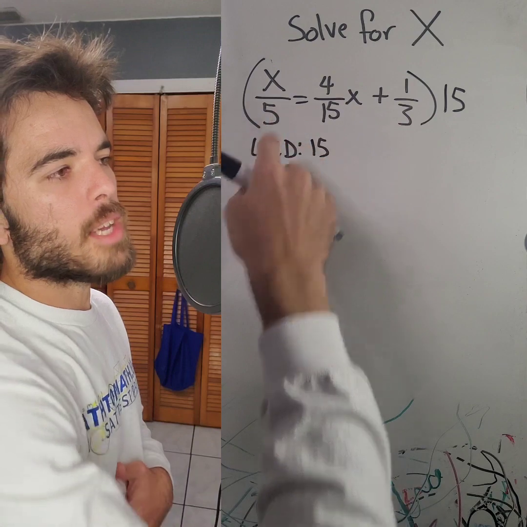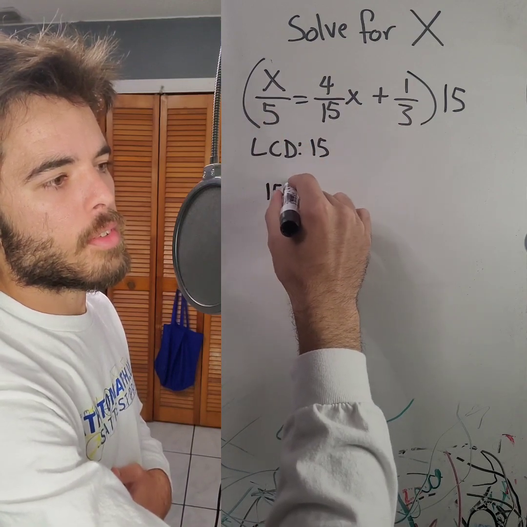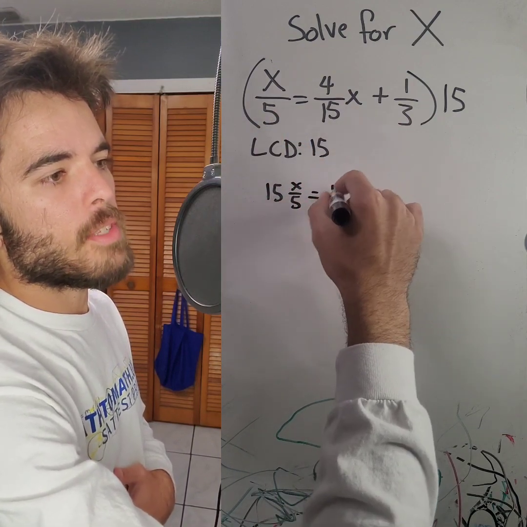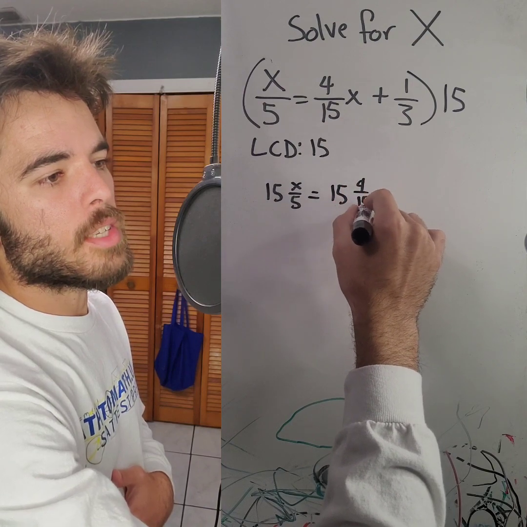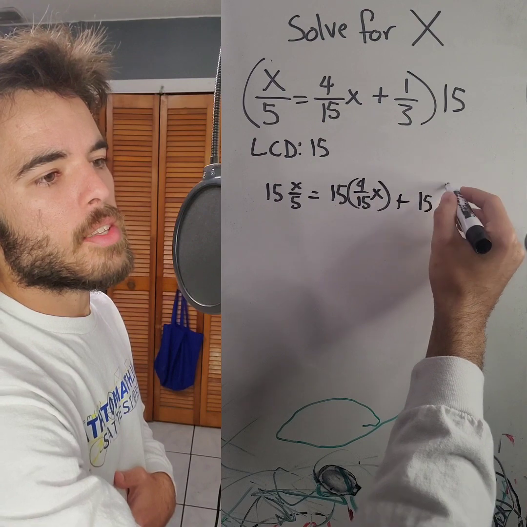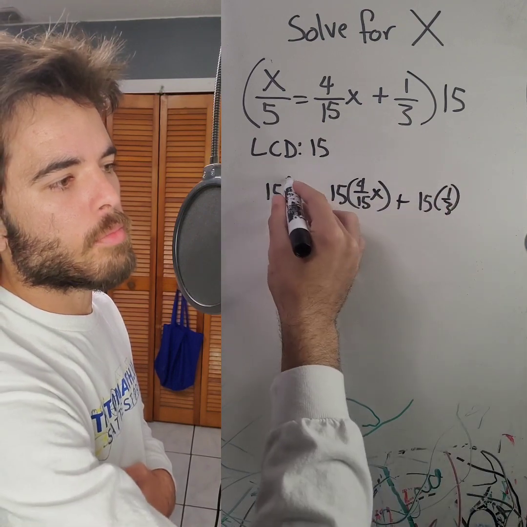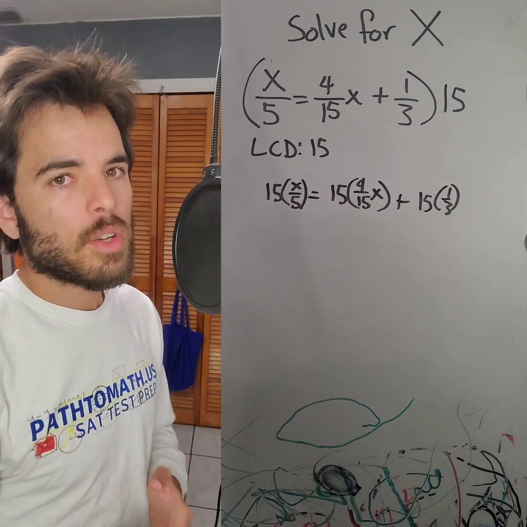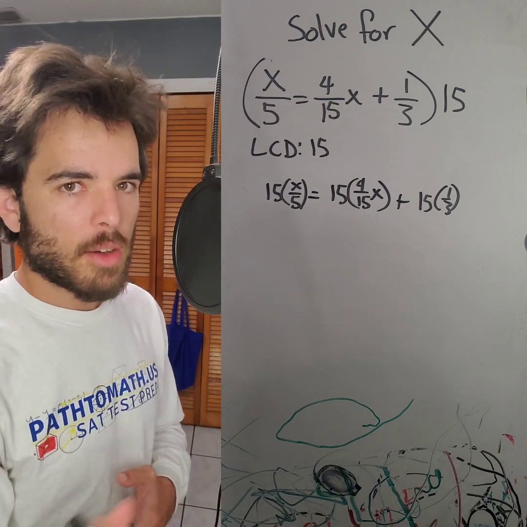We have 15 times x over 5. We have 15 times 4 over 15 times x. We have 15 times 1/3. Now this doesn't look easy. It looks like we made it harder, but check out how this simplifies.